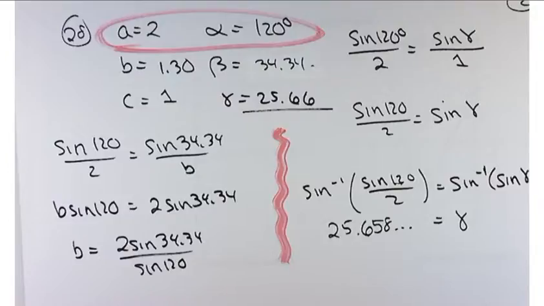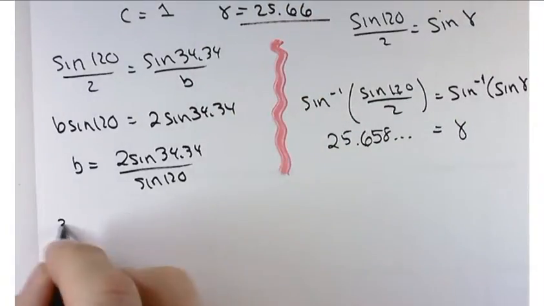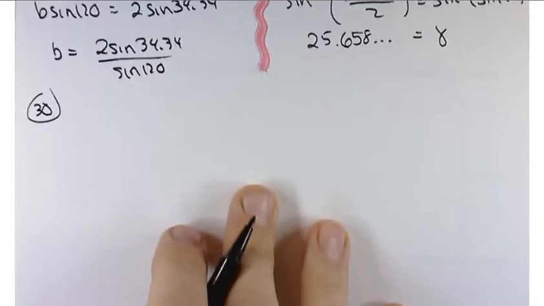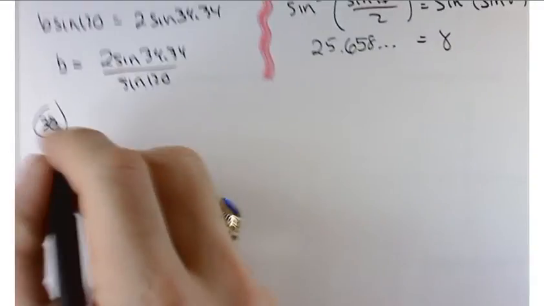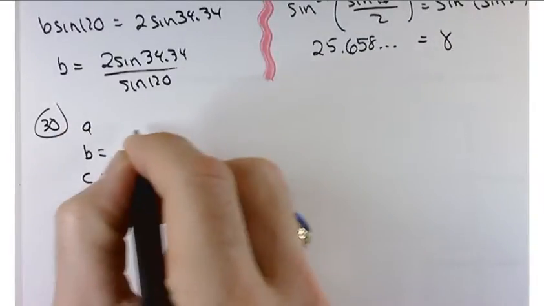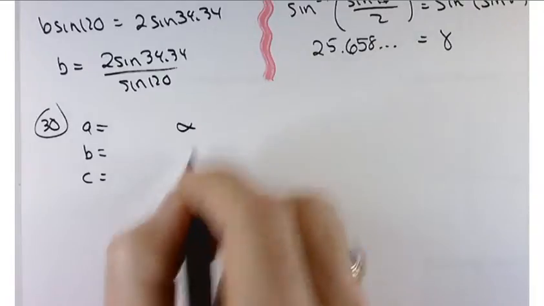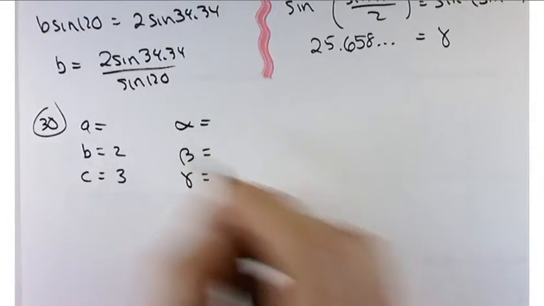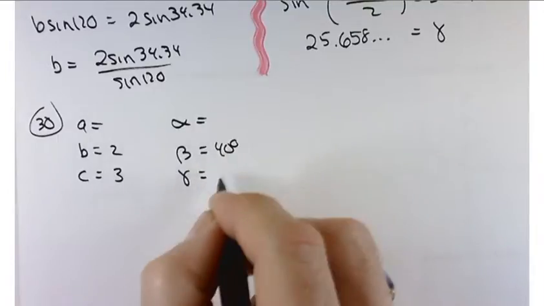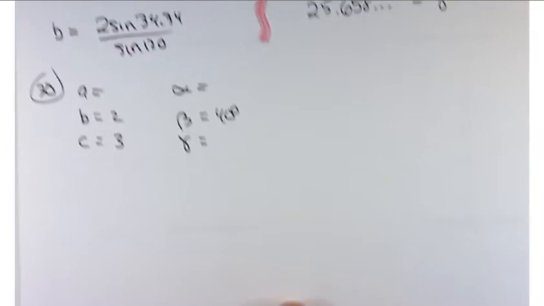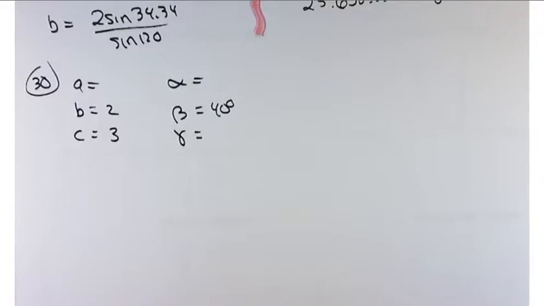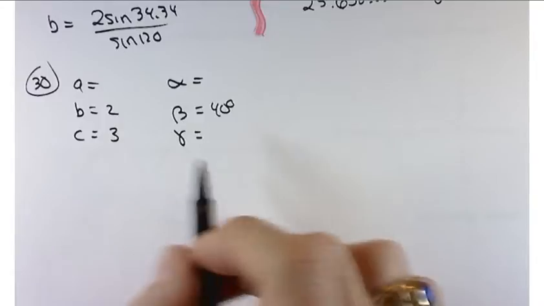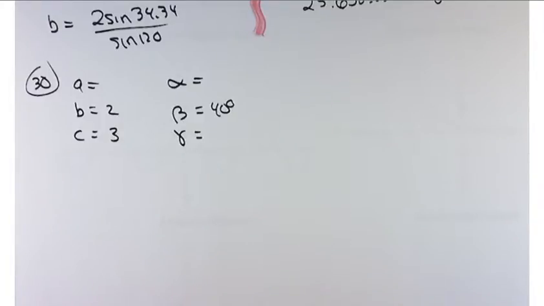So we've seen a couple nice cases in working with the law of sines. So far, so good? Let's take a look at problem number 30. A, B, and C, alpha, beta, and gamma. So a 2 and a 3, and 40 degrees, and well, we don't know the rest. Okay, well, we can at least get started here, right?